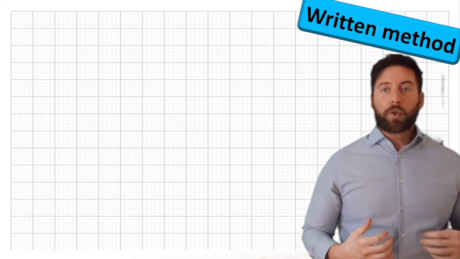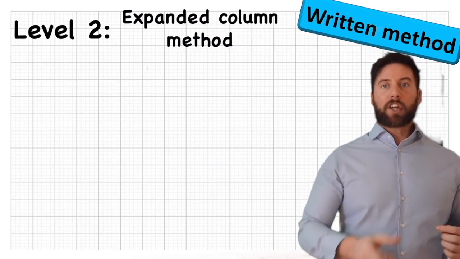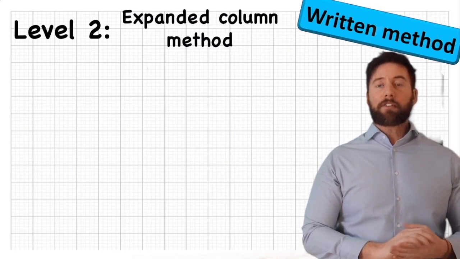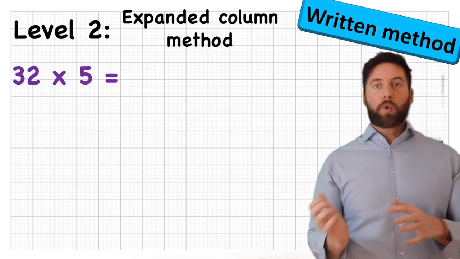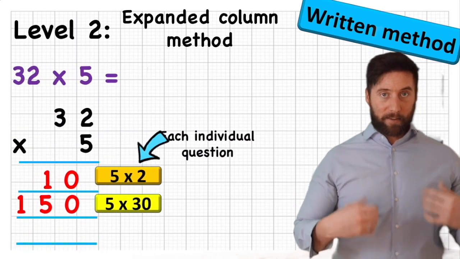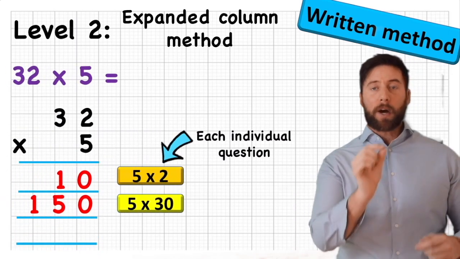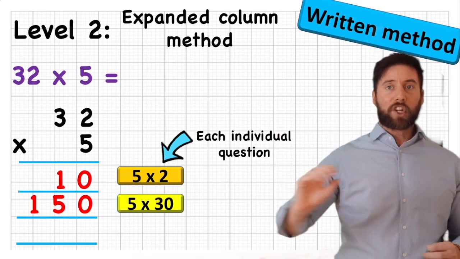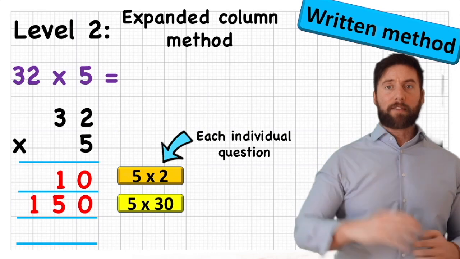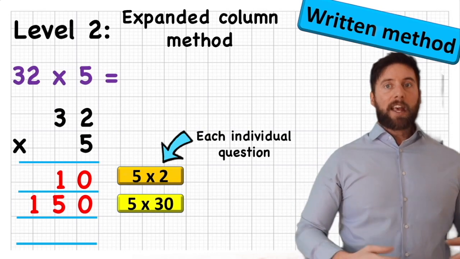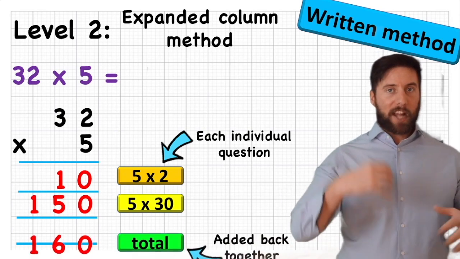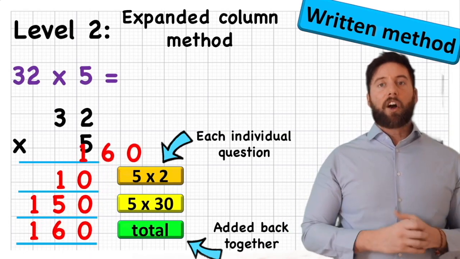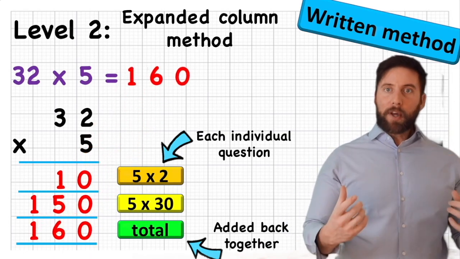So then we moved into formal written method, which is our columns, okay? But we looked first at expanded method, which was a bit like grid method, but looking at it in the formal written method. So we still partitioned every part, and we still wrote down each individual question and did them in 4 or 5 different rows, okay?